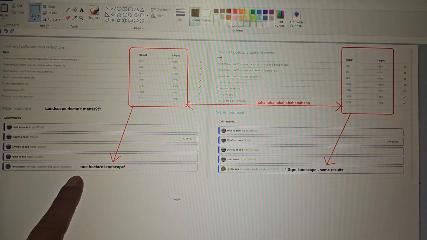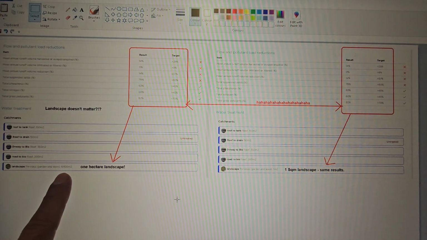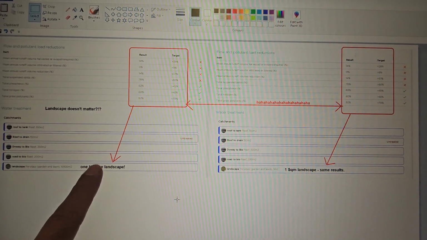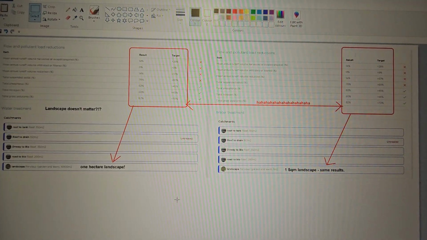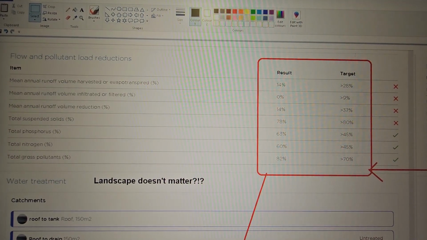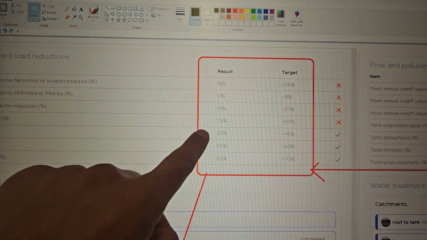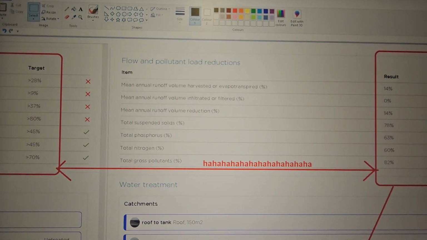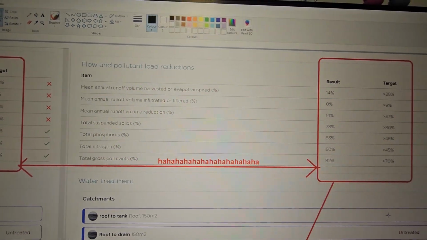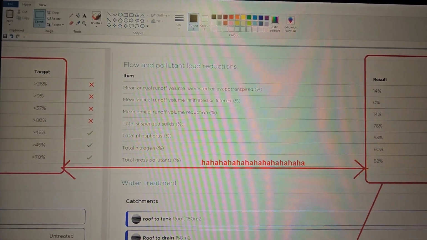First of all, the landscape of any previous area doesn't matter. For 1 hectare of landscape or 1 square meter of landscape in a Blue Factor model, the results are exactly the same. You see this reduction, 78, 63, 60? The reductions are exactly the same regardless of how big your landscape is. So if your site has a larger amount of landscape, or even if it has any landscape at all, you can use Blue Factor instead of Storm Updated or SU Calculator, because the SU Calculator actually calculates the landscape.